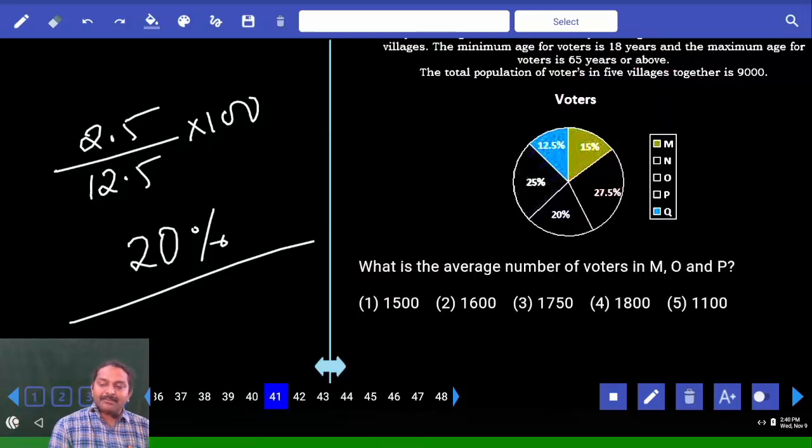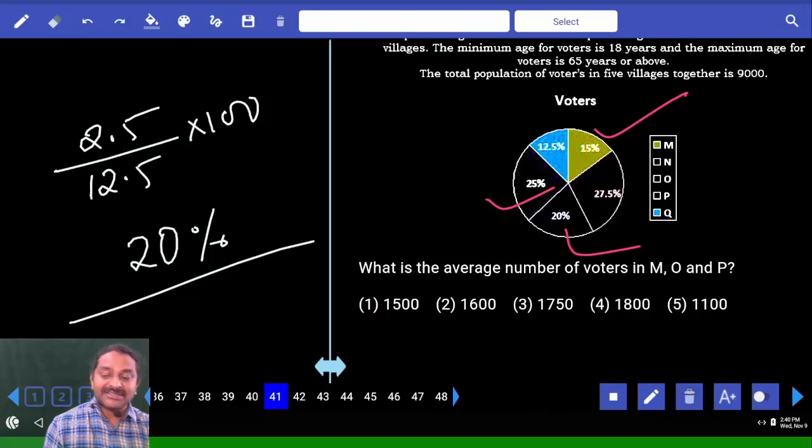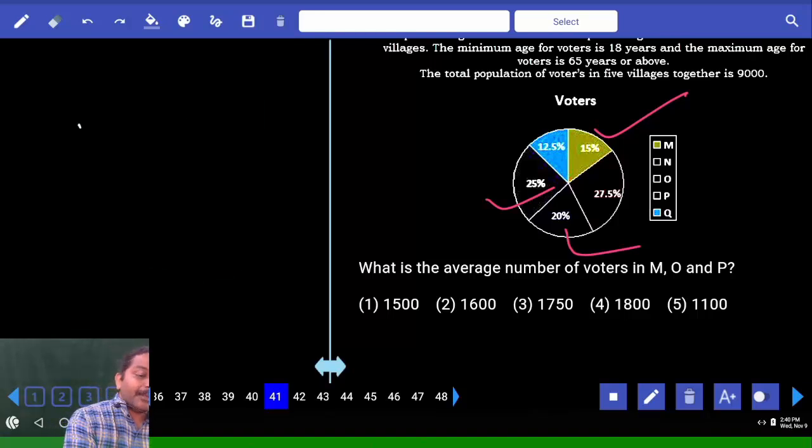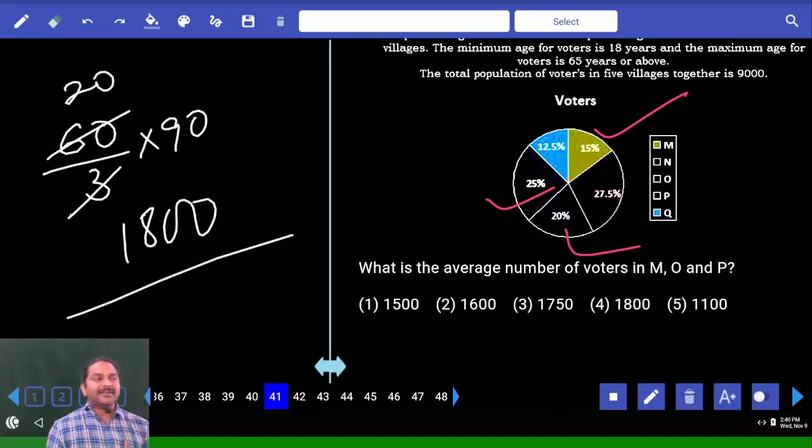What is the average number of voters in M, O, P? In terms of percentage, what percentage is the total? 60. But we were asked to calculate average, right? By 3 into 1% value, which is 90. 3, 20 times. Answer, 1800.